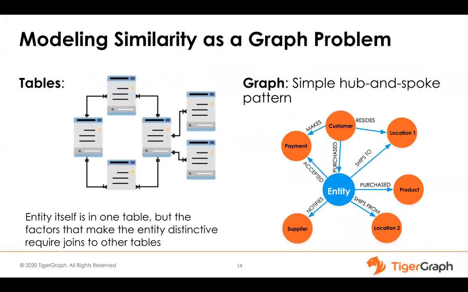Now, how do you model that? If you've got traditional tabular data, that entity of interest, whether it is the healthcare patient or the fraudster or an investment opportunity, might exist in some table.